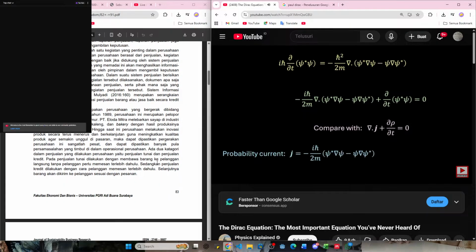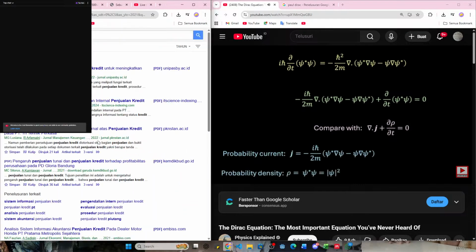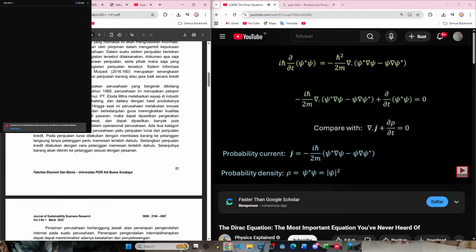If we then rearrange this so that the right-hand side is equal to 0, and then compare with the continuity equation we derived earlier, we immediately see that the probability current is given by the following blue equation, whereas the probability density is the familiar expression equal to the modulus squared of the wave function. Thus, we see that according to the Schrödinger equation, once we've determined the wave function, we can compute both the probability density and the probability current.